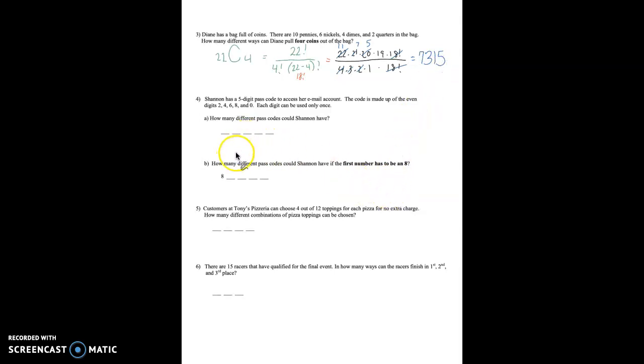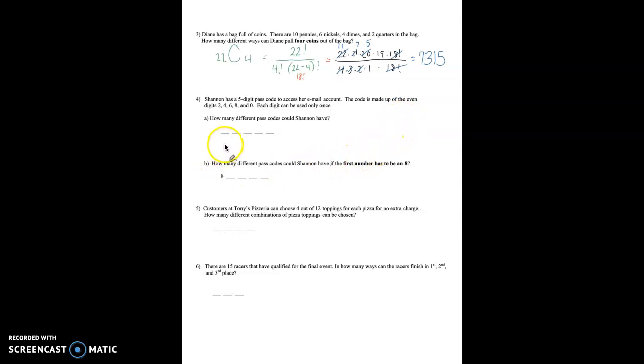Again, with a calculator, you would do 22, hit that probability button, arrow to combinations, hit 4, and then you'd get your answer. All right, problem 4. Shannon has now a 5-digit passcode to get to her email. It's made up of even digits, 2, 4, 6, 8, and 0. Each digit can only be used once. How many different passcodes can Shannon have?